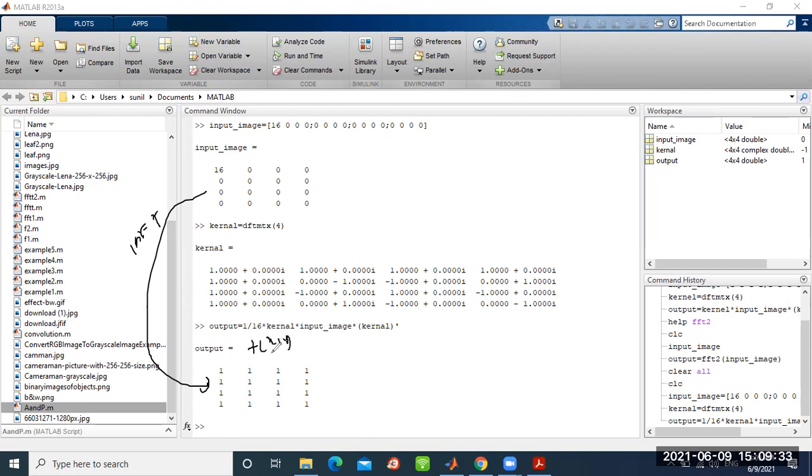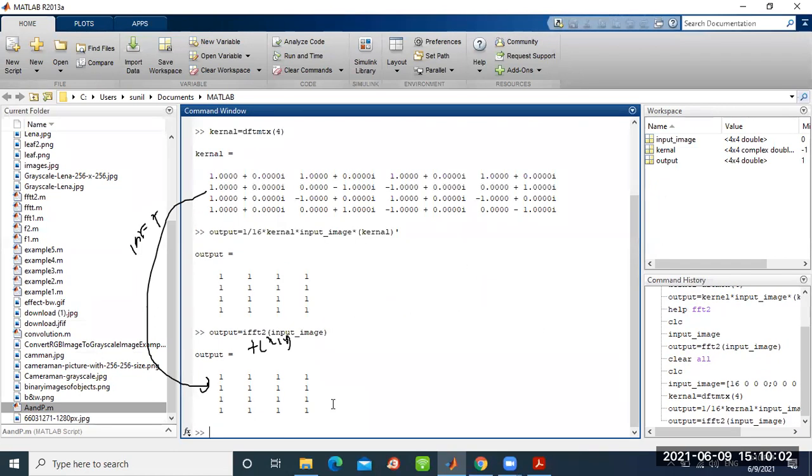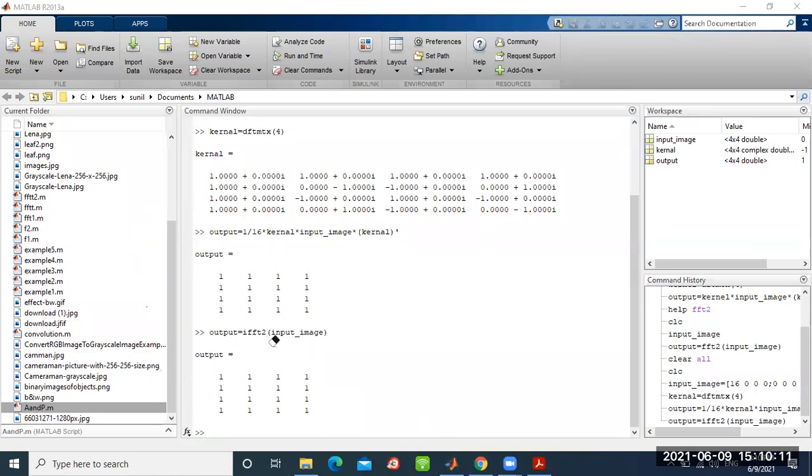Similarly, we have a built-in MATLAB function. Like we have FFT2, here the built-in MATLAB function used is IFFT2. Let me write the output again: output is equal to IFFT2 of input image. You can see both the outputs are the same. Either you can use this formula or this built-in function, IFFT2. I hope it is clear to all of you.